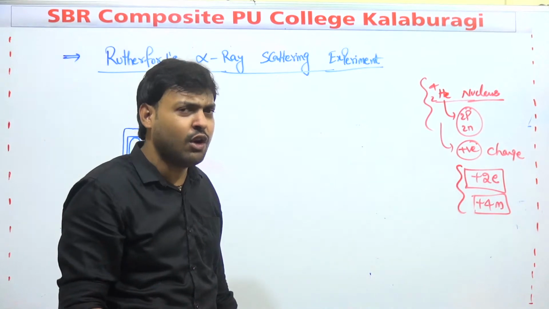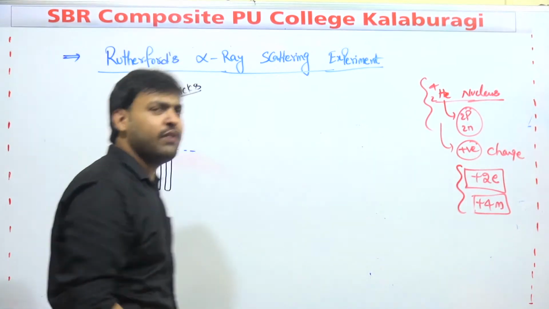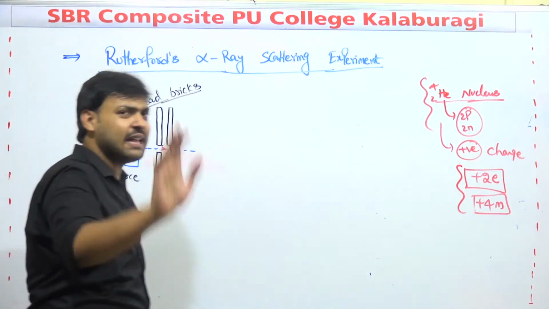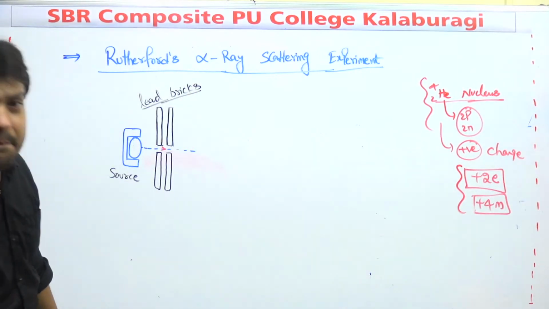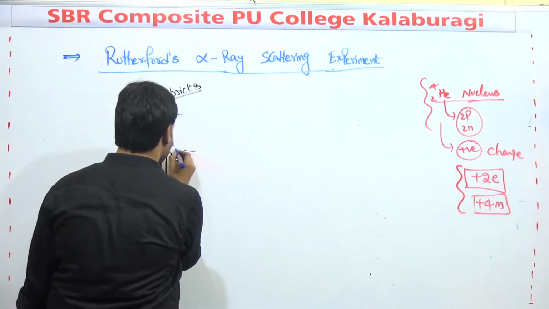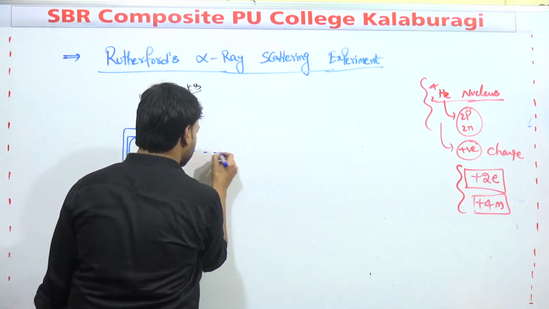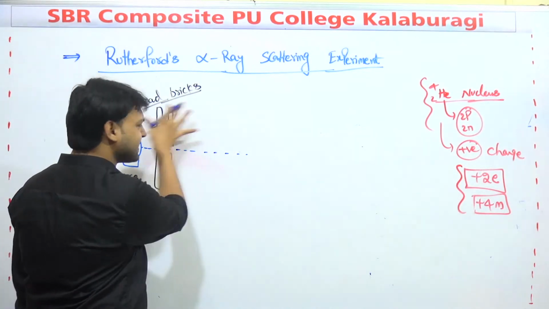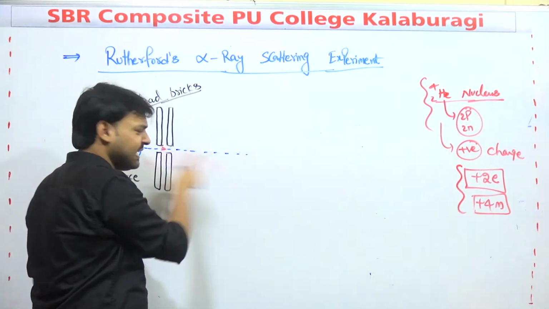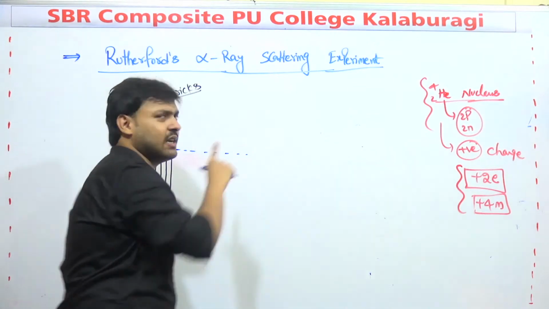So what do we have to do? We have to restrict that. How can we restrict that? By placing the lead bricks. Clear about the point? Now, here the lead bricks are there, so we decided the path of the alpha particle; they are going straight.